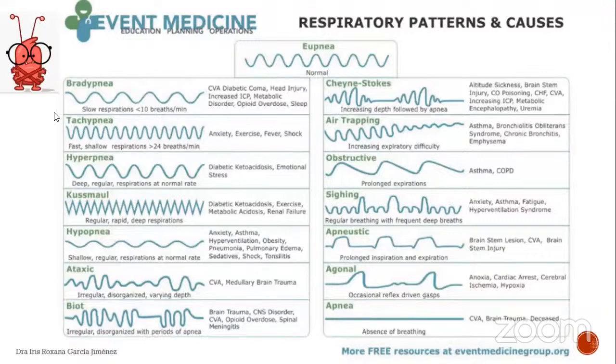Dyspnea, hyperpnea, Kussmaul, hypopnea, ataxic, Biot, Cheyne-Stokes, air trapping, obstructive, singing, apneustic, agonal, apnea. In the second column, you have all the probable causes of it. Information, check this, check how it is written down. Very helpful, I think. And you have the sources where it's coming from, the website.